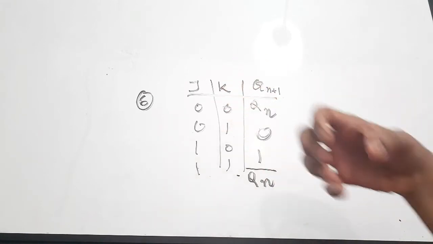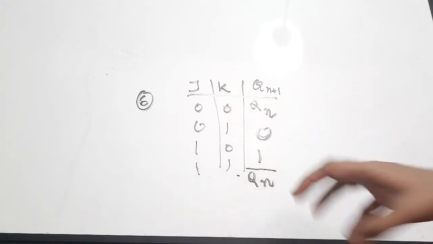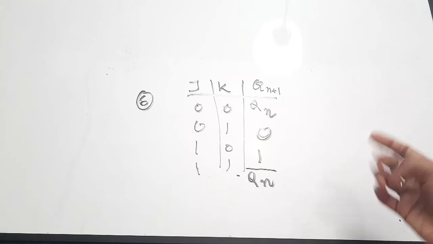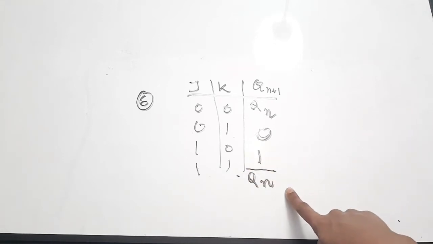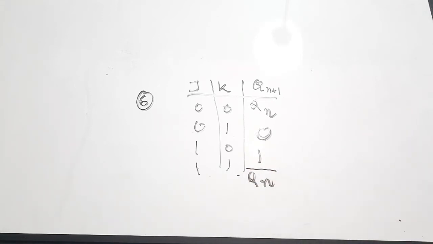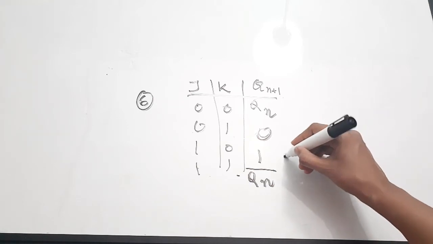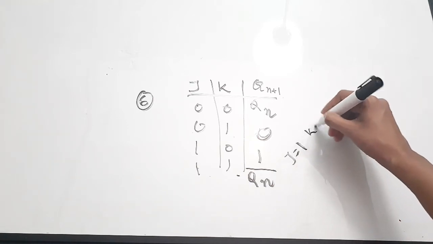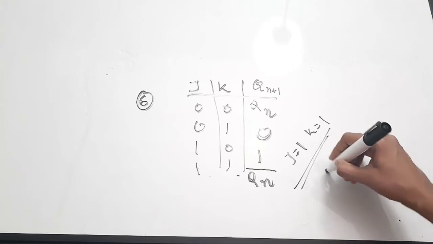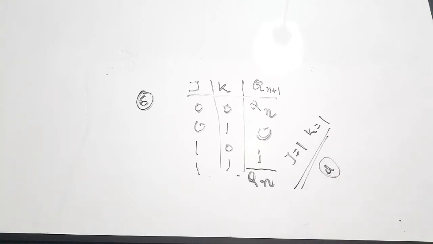But in the case of JK, we have overcome that problem or demerit by making this a toggled state. So in order to get a toggled condition of JK, we have to make J equal to 1, K equal to 1. Correct answer is option D. J equal to 1, K equal to 1 is the correct answer, which is option D.